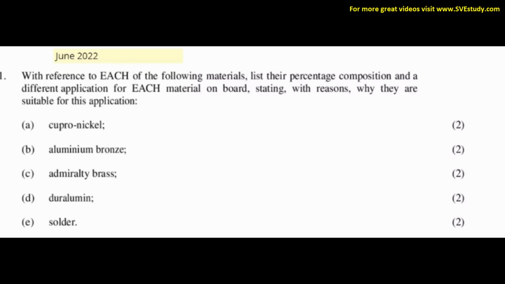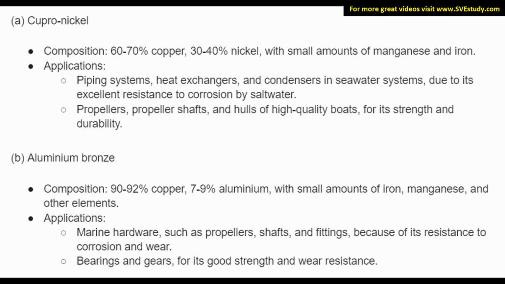So, Cupro nickel composition: 60 to 70% copper, 30 to 40% nickel, with small amounts of manganese and iron. Applications: piping systems, heat exchangers, and condensers in seawater systems due to its excellent resistance to corrosion by salt water. Propellers, propeller shafts, and hulls of high-quality boats for its strength and durability.